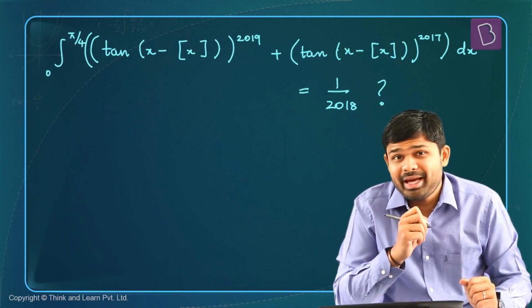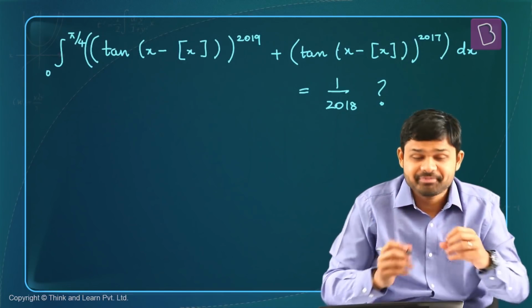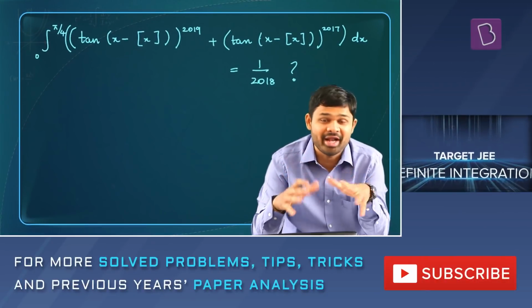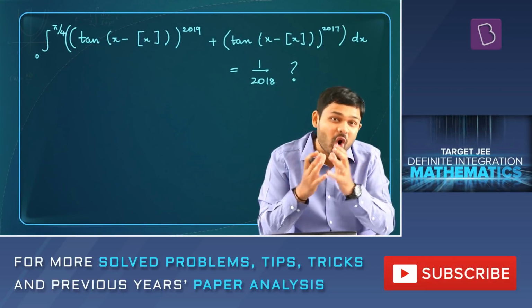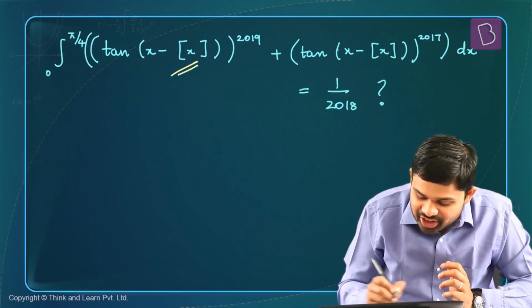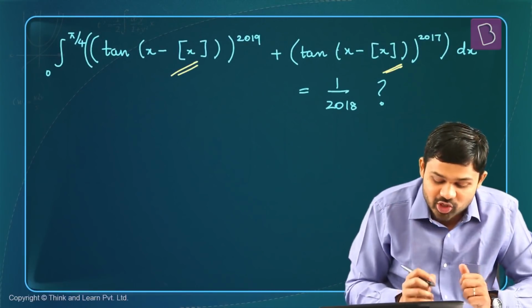Because what are my limits of integration? My limits of integration are 0 to pi by 4. Pi by 4 is 3.14 by 4, which is less than 1. So in 0 to pi by 4, the greatest integer of x is always going to be equal to 0. So this greatest integer of x can be completely ignored because that is going to be equal to 0.